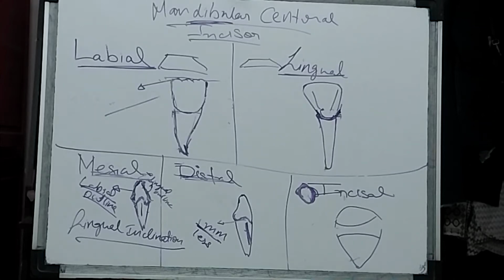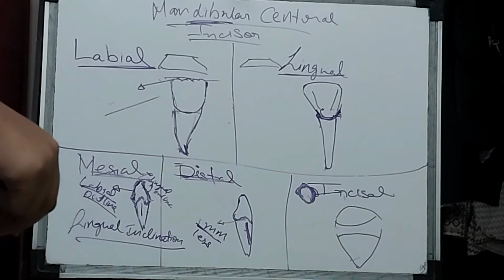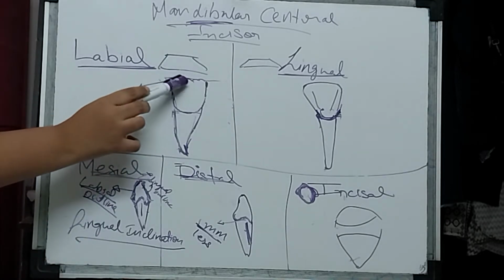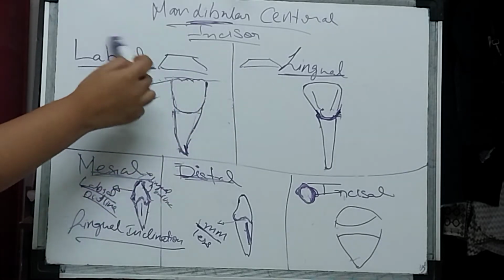Okay, guys, let's start with the different aspects, discussing their features, and at the end, we will also see some clinical aspects of this tooth, that are the developmental anomalies. Okay, so first, let's begin with the labial aspect. The labial aspect, the crown is trapezoidal in shape, even the lingual, but first let's discuss the labial.